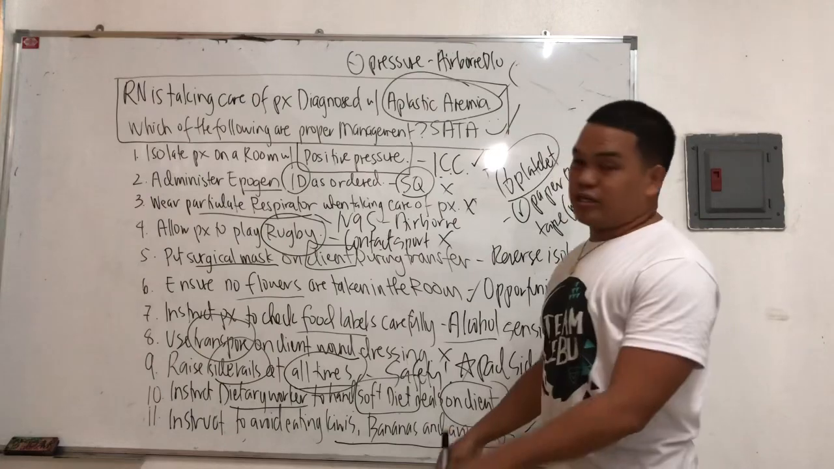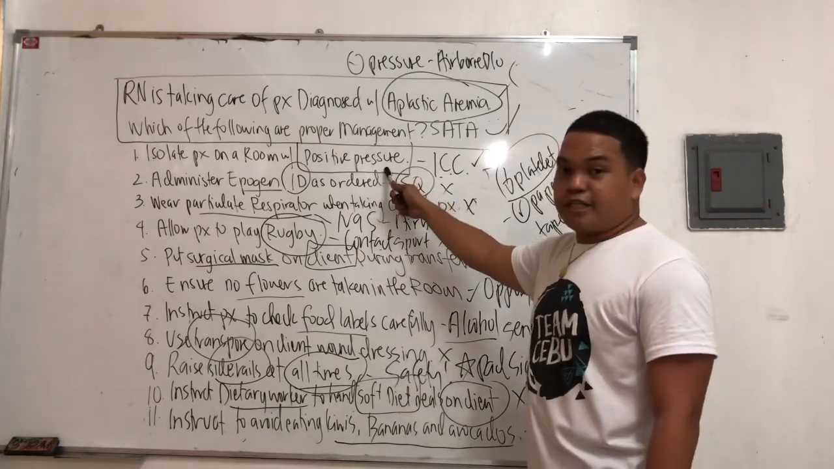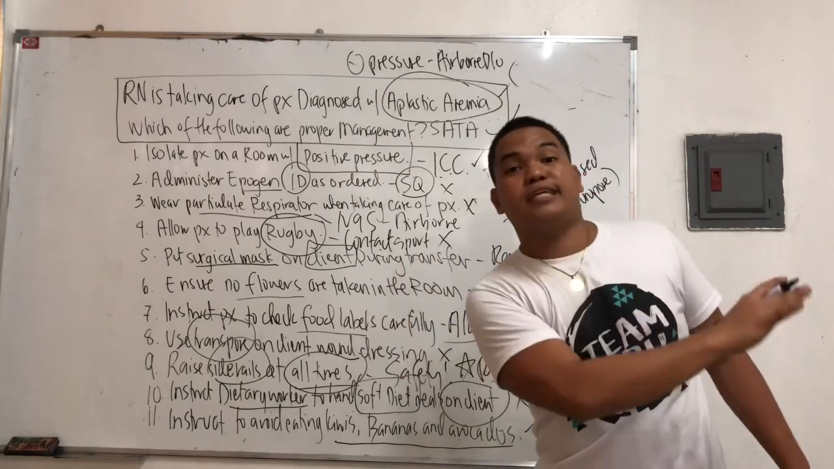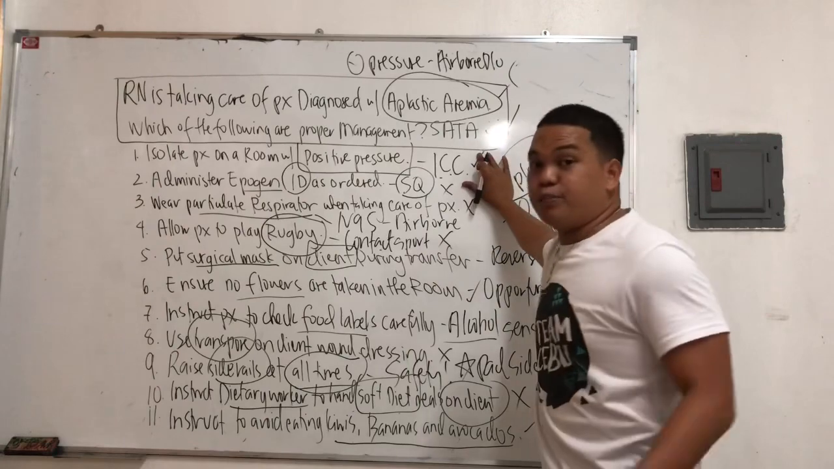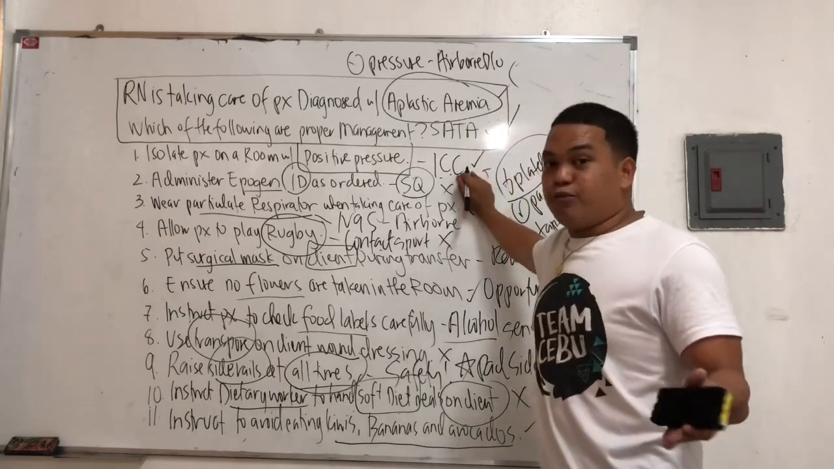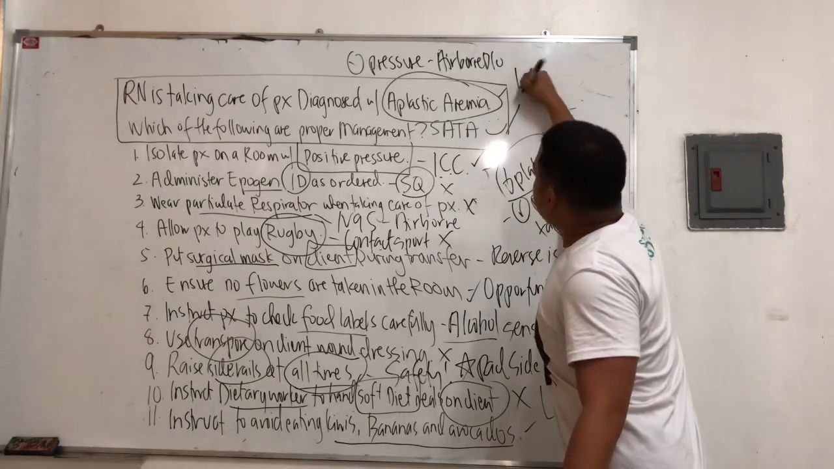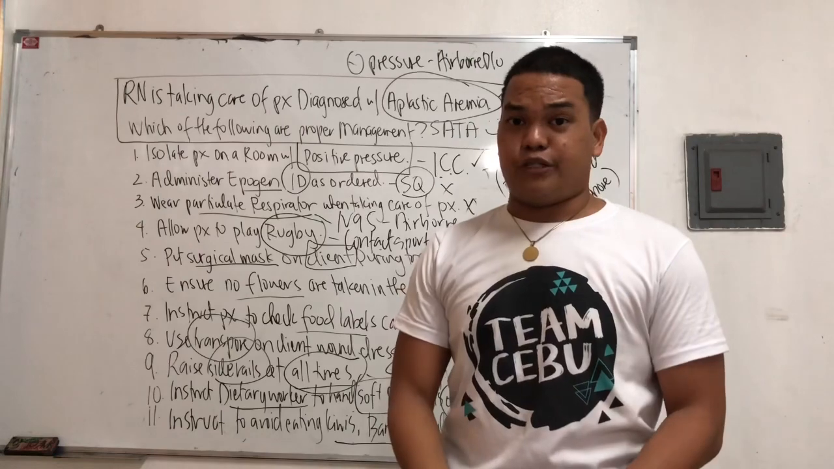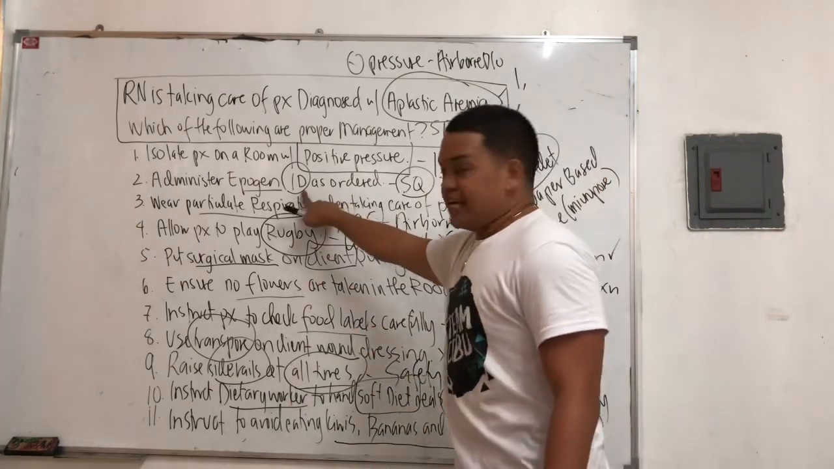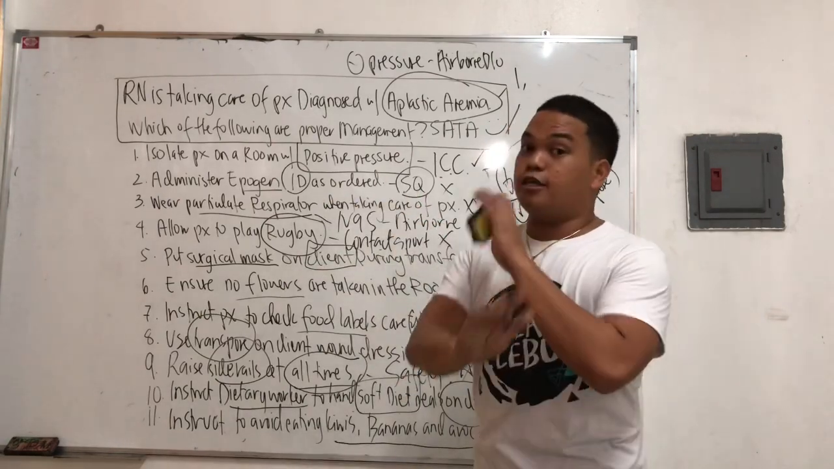Recap of the options, what are the correct answers. First, isolate the patient with positive pressure. Positive pressure, the air will go outside. Therefore, if the air will go outside, guys, that will help the patient prevent infection because the patient will be immunocompromised. Therefore, number one is correct. Next, administer Epogen. Epogen increases RBC production. That's correct, but IV is wrong because the option should be subcutaneous. So number two is wrong.